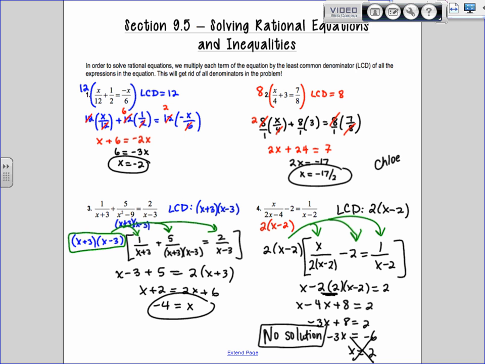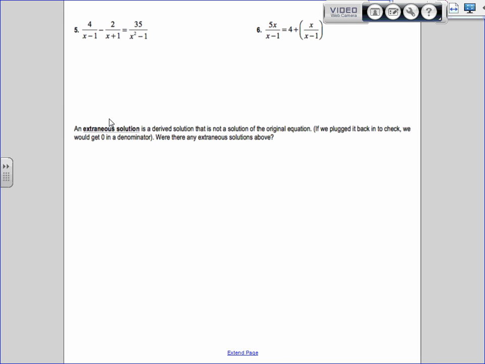So it's an extra solution, a solution that we came upon, but when we went back and checked, it didn't work. So do any of the other ones have extraneous solutions? No, getting x equals negative 4 was fine because the things that were bad here were x equals 3 and x equals negative 3. That's what we can't have, right? And we didn't get either one. And then the other ones were just numbers on the bottom, so I wasn't going to get something that was bad either. Okay, next up.